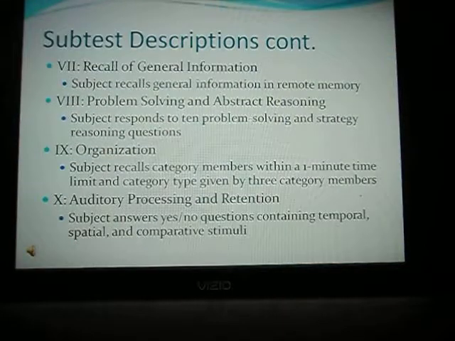Subtest 7, recall of general information. Subject recalls general information in remote memory. Subtest 8, problem solving and abstract reasoning. Subject responds to 10 problem solving and abstract reasoning questions.